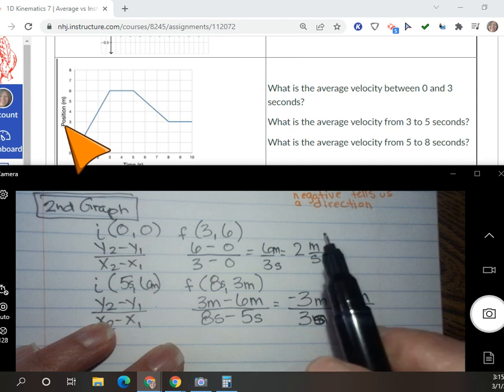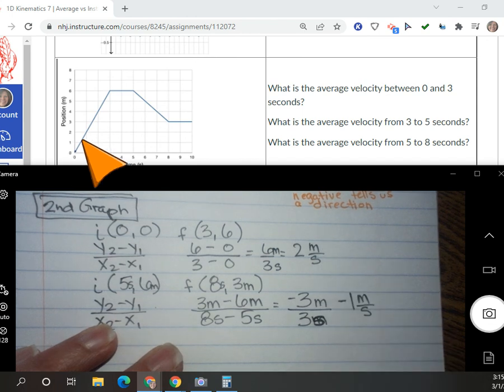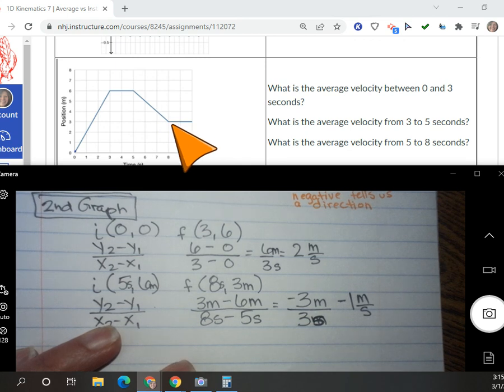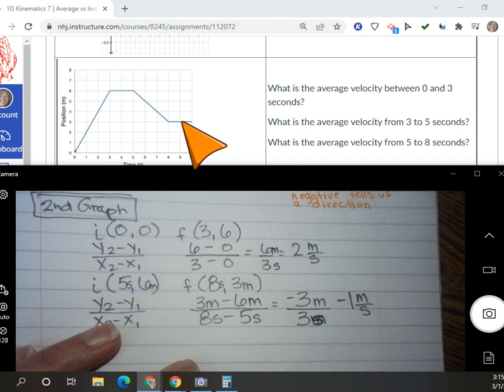Okay, so now let's compare here. The first part of this graph, we were going 2 meters per second away from the origin. The second part of the graph, we had a pause. The third part of the graph, we were only going negative 1 meters per second. So we are slower. Notice the steepness of the line is less. The first part is more steep. The third part is a more gradual decline. The steeper the line, the faster we're moving. And then we have another pause right there.